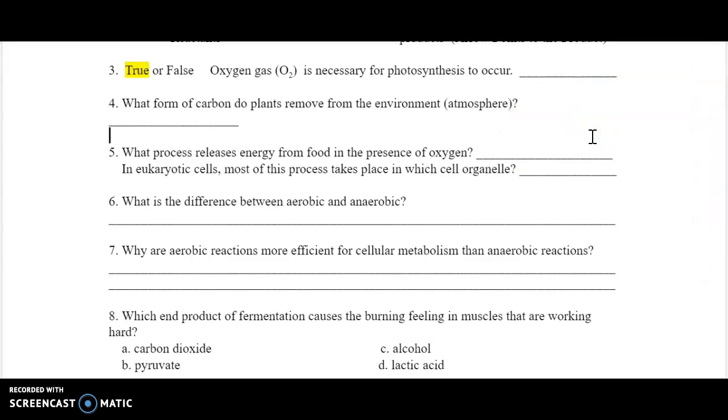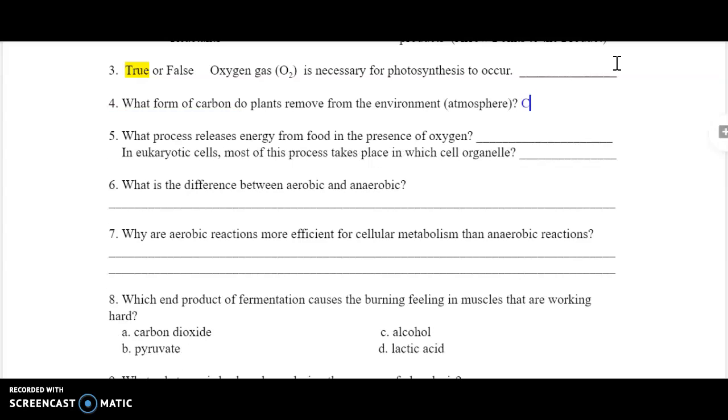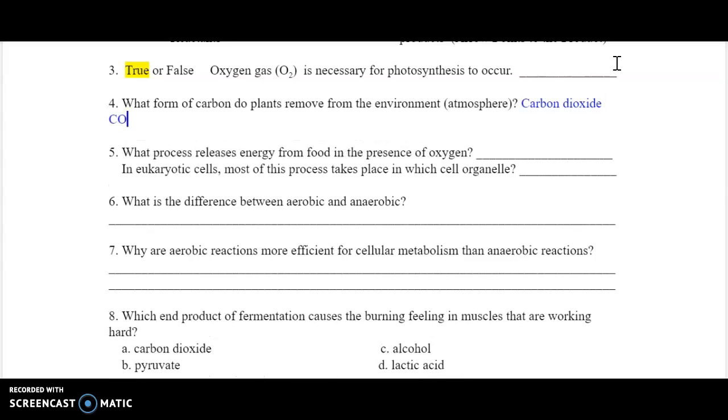What form of carbon do plants remove from the environment? We just said that. They're going to remove carbon dioxide, CO2. Carbon dioxide is removed from the atmosphere. That's another reason plants are so important. That's a greenhouse gas that we want out of our atmosphere.